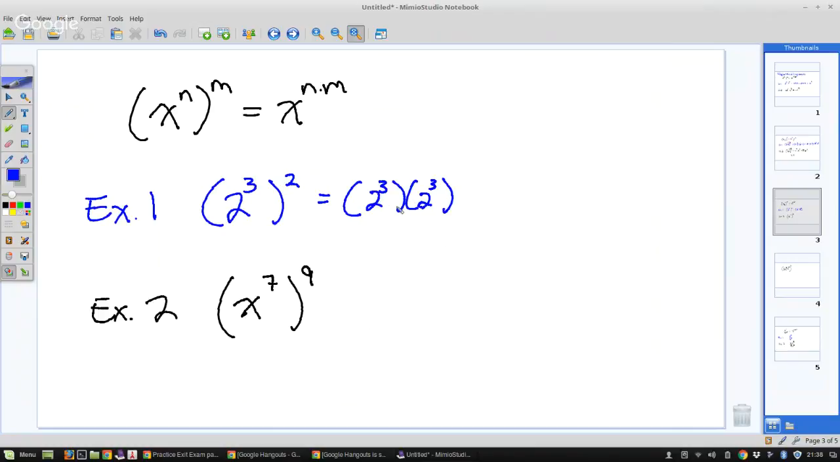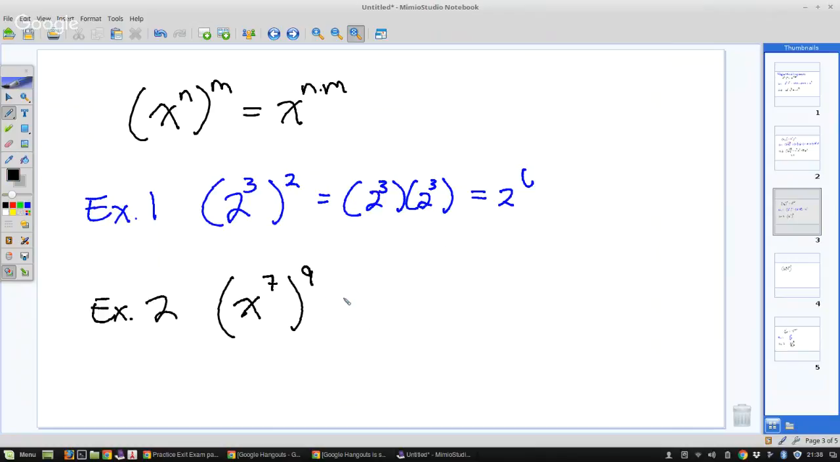Here, we can use a rule we learned earlier that says if you multiply two things with the same base, you get to add the powers. That would be 2 to the 6th. And note that 2 times 3 is 6, so that's that product. So power to a power means multiply the powers. If you multiply things with the same base, you add the powers.